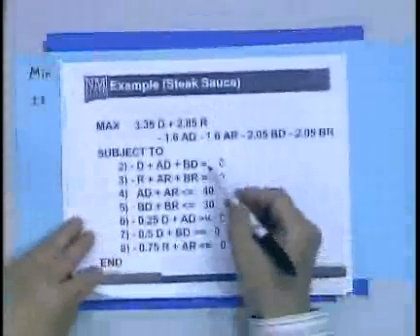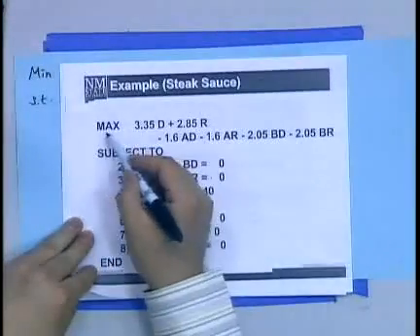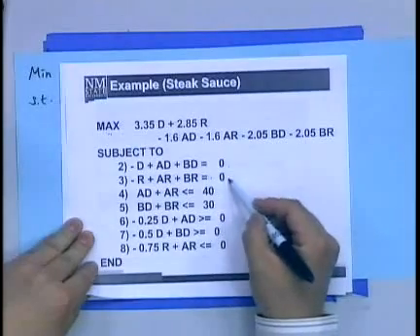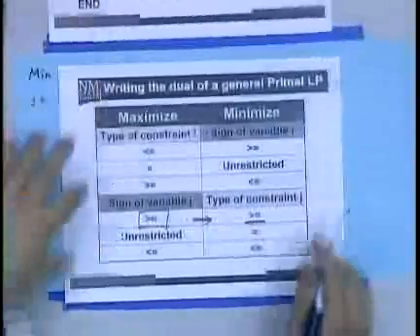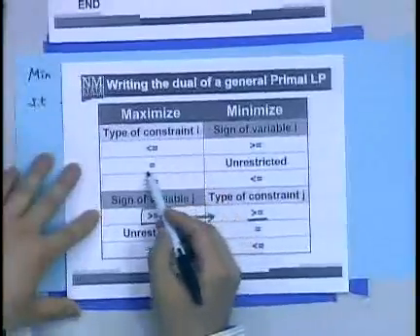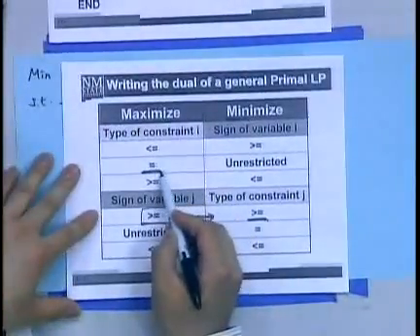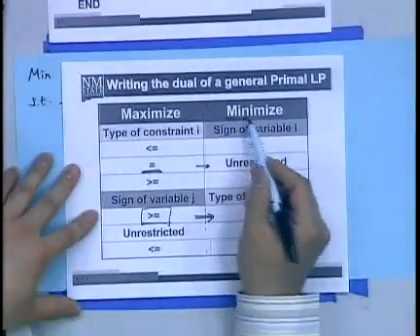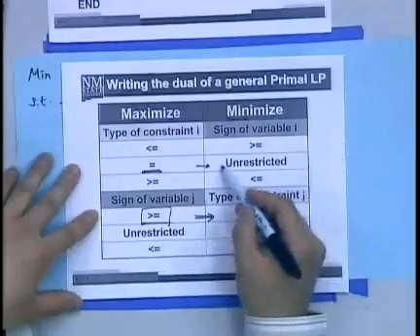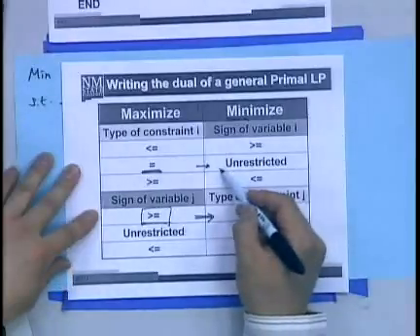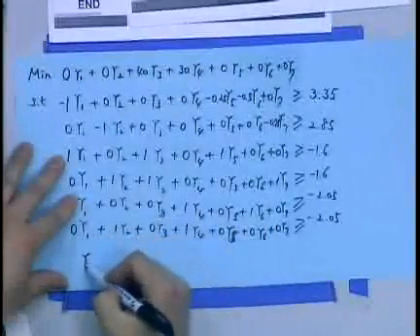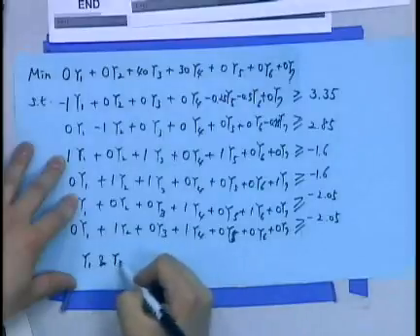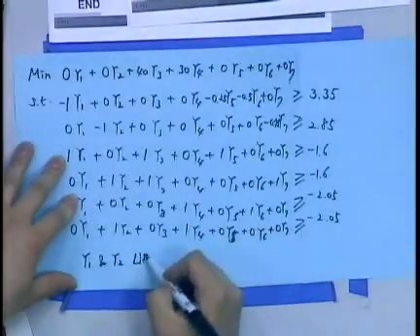And the first and second constraints in the maximization problem are equality constraints, which means in the minimization problem, the corresponding variables, the first and second variables, should be unrestricted in sign. So y1 and y2 are unrestricted in sign. Okay?